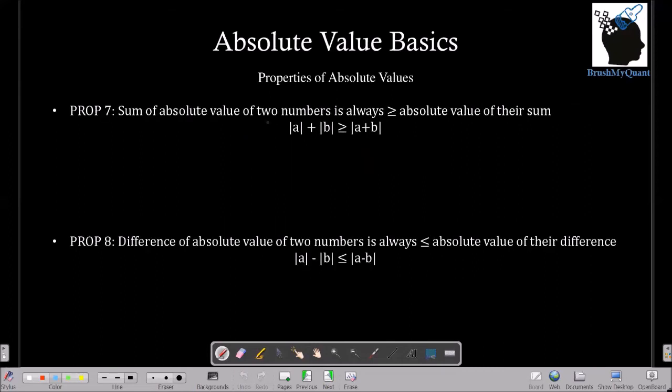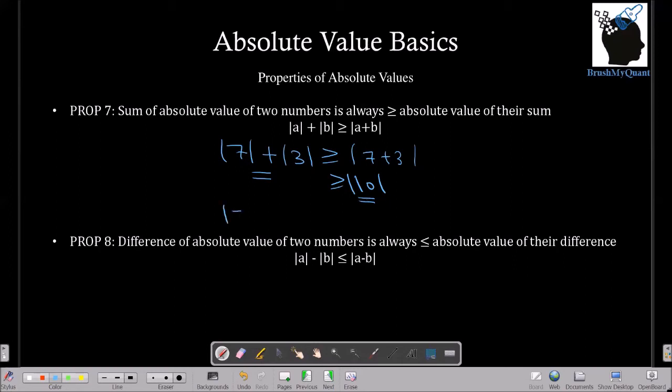Seventh property: the sum of absolute values of two numbers is always greater than or equal to the absolute value of their sum. That is, |a| + |b| ≥ |a + b|. Let's take an example. |7| + |3| will be greater than or equal to |7 + 3|, which is nothing but |10|. In this case, it will be equal because on the left-hand side we have 10 and on the right-hand side we also have 10. Let's take another example.